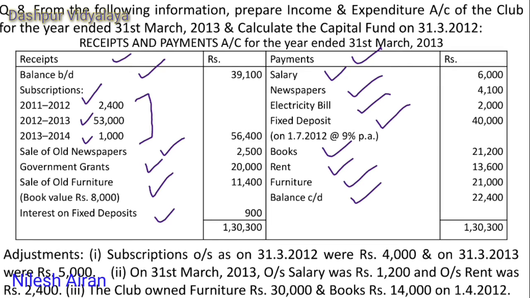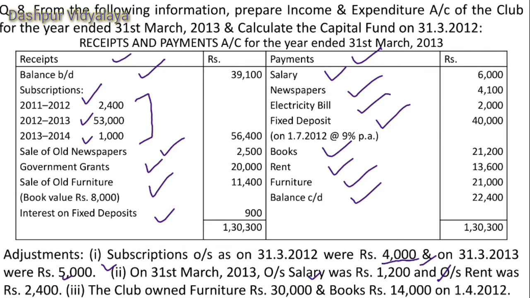Subscription outstanding on 31st of March 2012 was 4,000 and on 31st of March 2013 it was rupees 5,000. Then we are given here outstanding salary on 31st of March 2013 at the end of the year, that is 1,200, and rent outstanding was rupees 2,400. The club owned furniture worth rupees 30,000 and books worth rupees 14,000 at the beginning of the year on 1st April 2012.